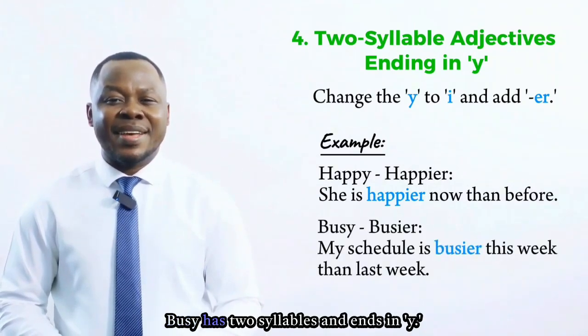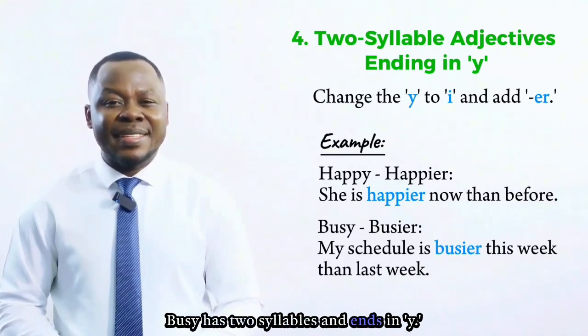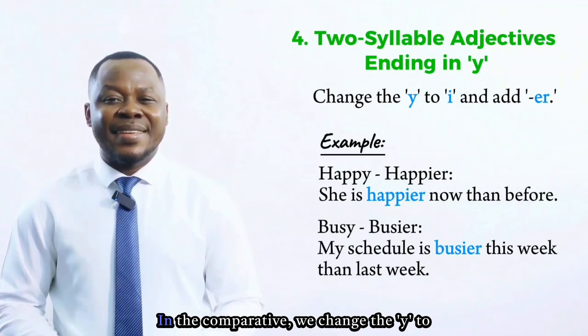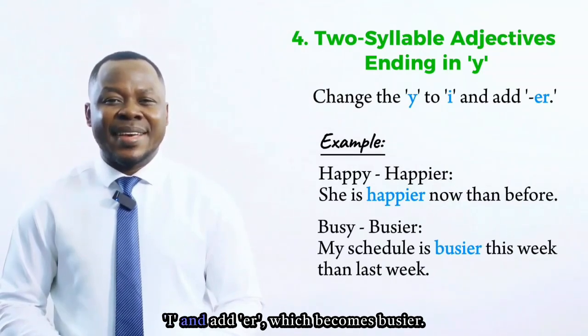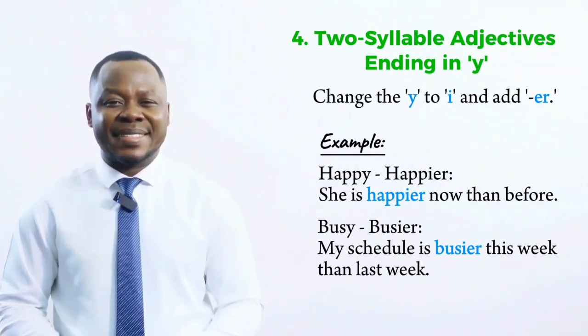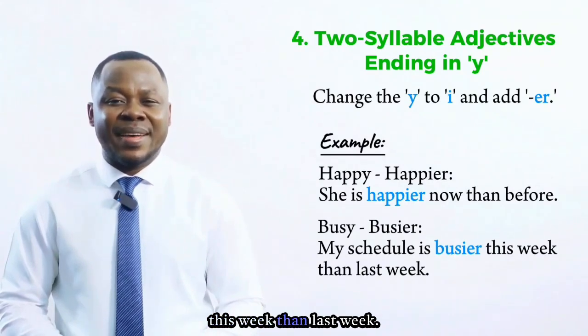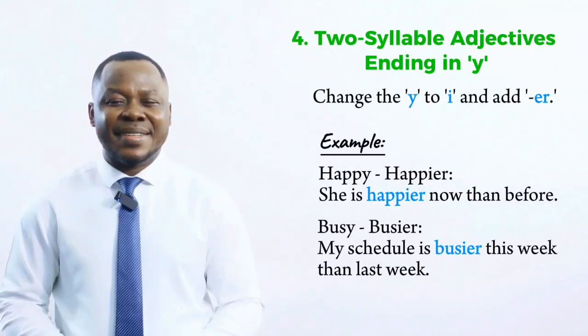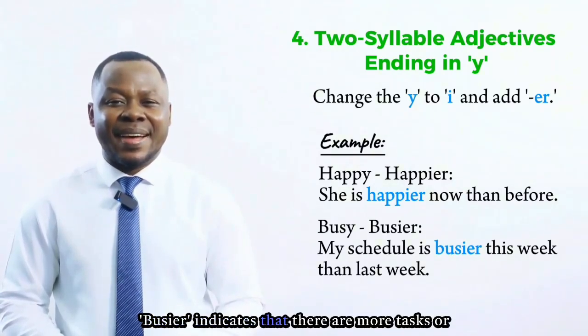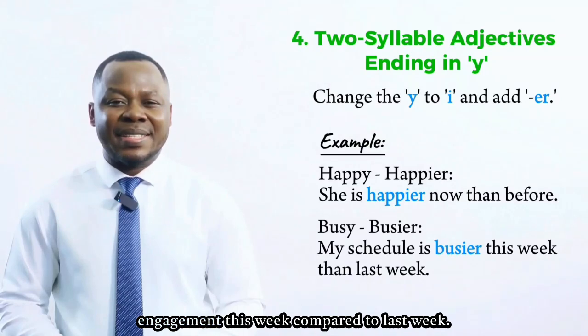Busy has two syllables and ends in Y. In the comparative, we change the Y to I and add ER, which becomes busier. For instance, my schedule is busier this week than last week. Busier indicates that there are more tasks or engagements this week compared to last week.